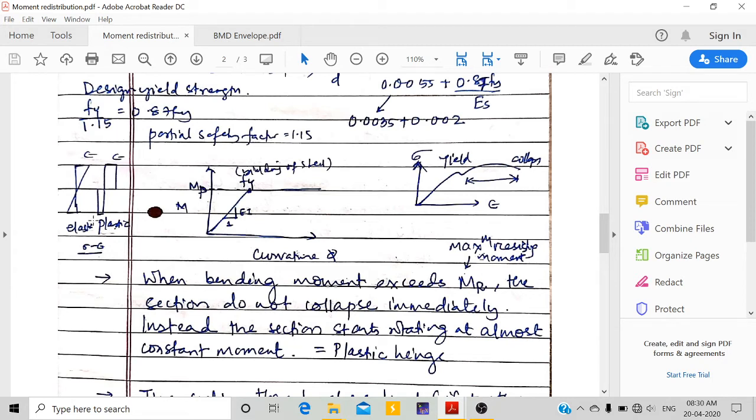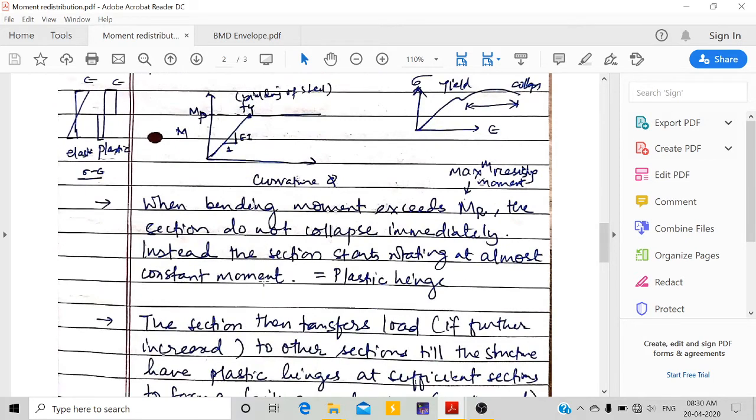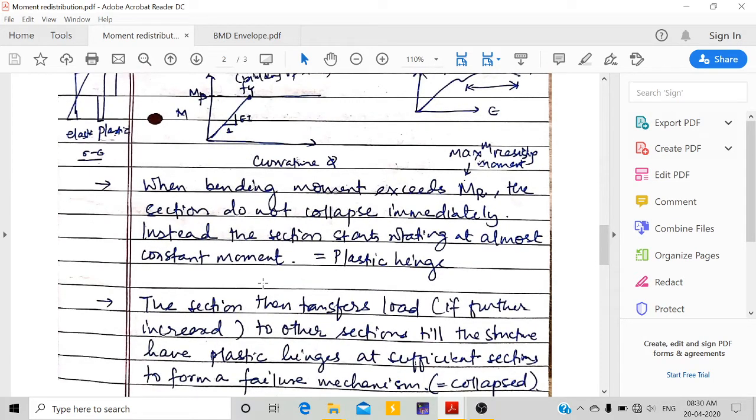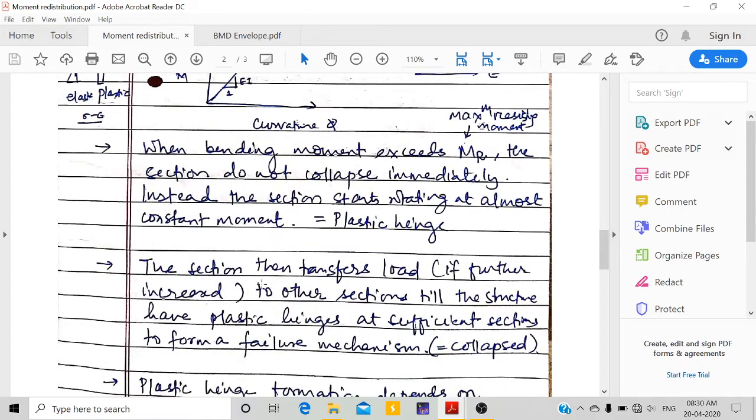At this stage, the strain diagram is like this. The section then transfers the load, if you are increasing it further, to other sections, until the structure has plastic hinges at sufficient sections.